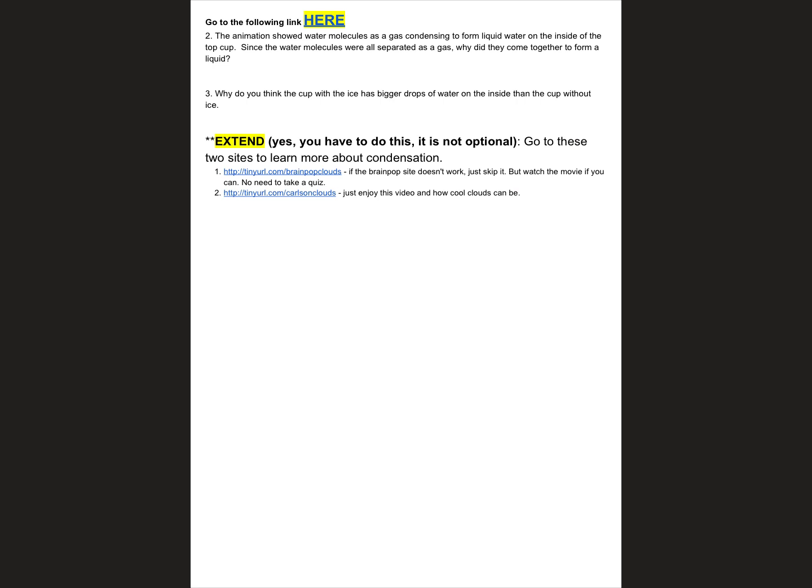What else? The animation showed the molecules of the glass. Since the water molecules separated, why did the gas come together to form a liquid? So this is just again about cooling the water vapor down. Why do you think the cup with the ice has bigger drops of water on the inside than the cup without? Again, the ice cube there is cooling down the gas, and so you're going to get more gas turning into a liquid. All right, those are the answers for the density worksheet and lesson 2.2 on condensation.